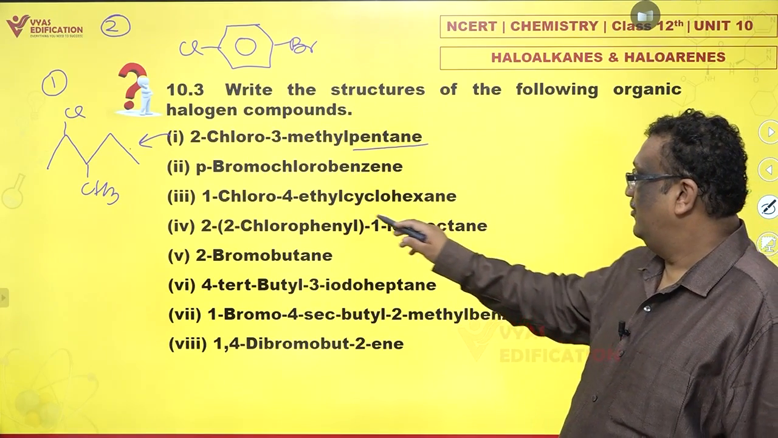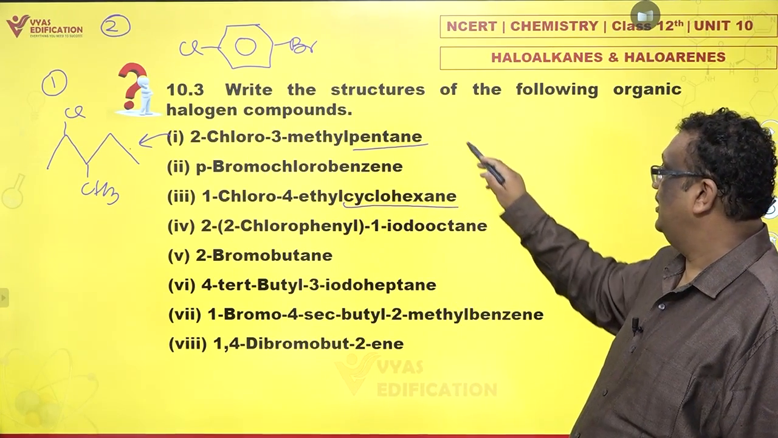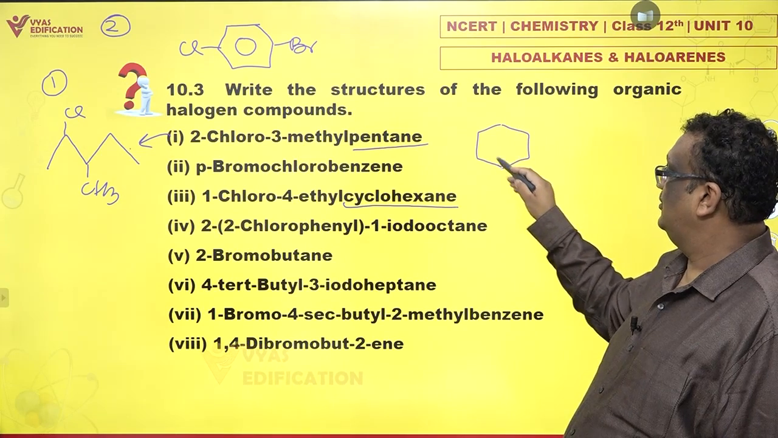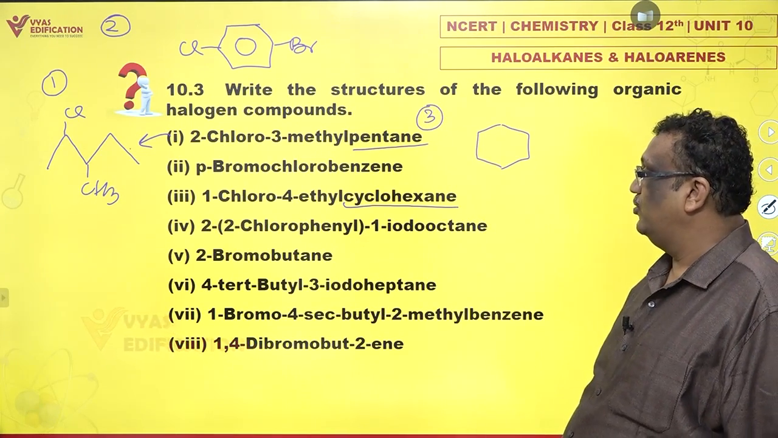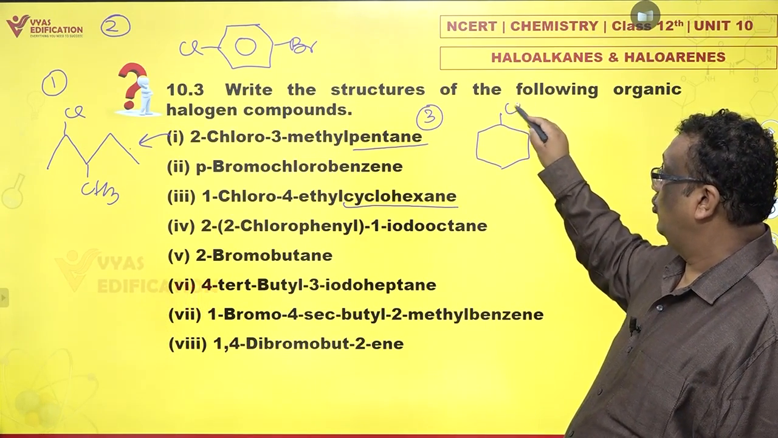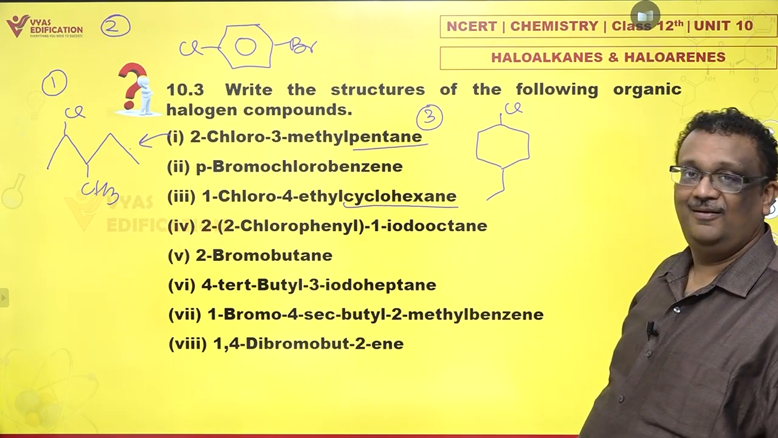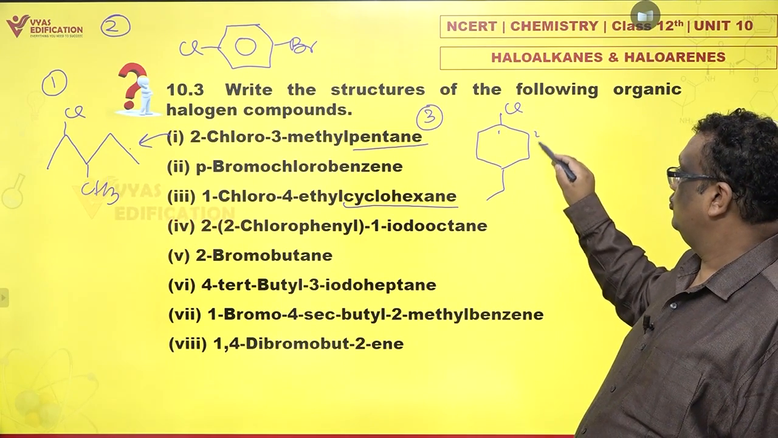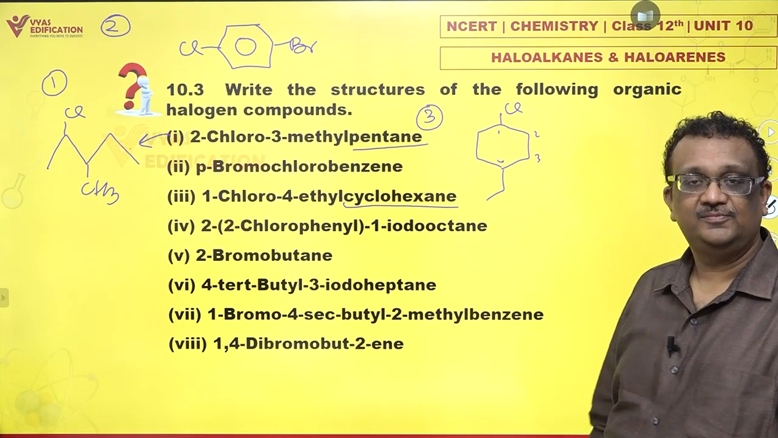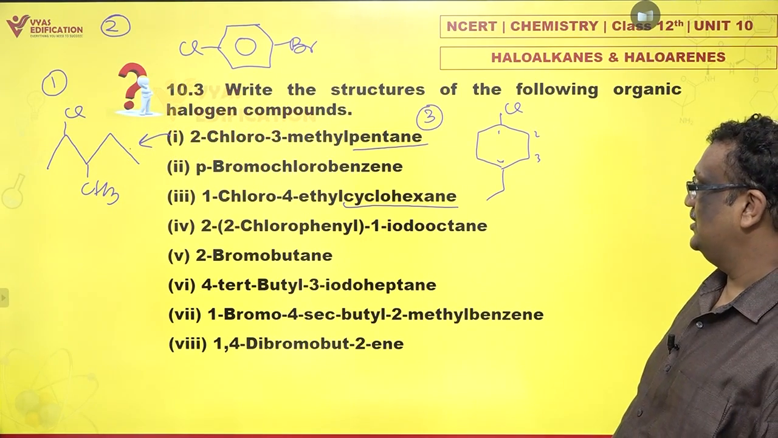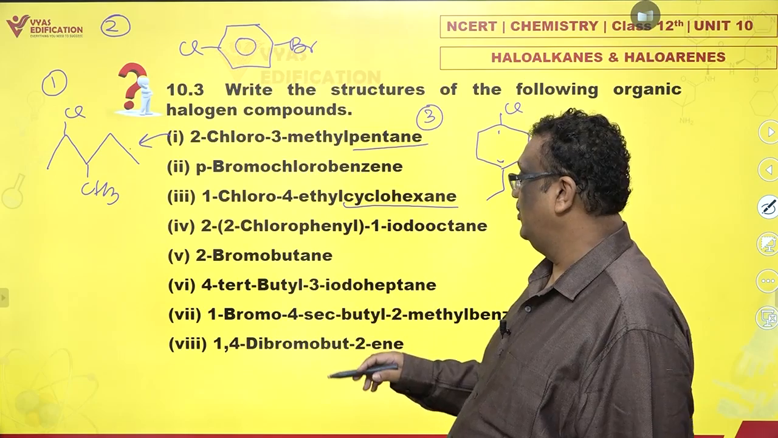Third one, we have cyclohexane. This is third one. Let's take cyclohexane. I have 1-chloro and 4-ethyl. 1, 2, 3, 4. 1-chloro, 4-ethyl cyclohexane. This is the third one.